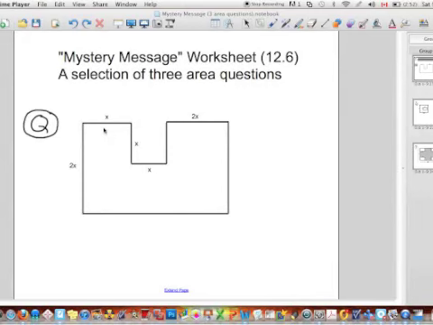Hi there. These are 3 questions from the mystery message algebra geometry section. So I took 3 towards the end, which were causing people a few problems. This is question Q. It's the 9th question on the worksheet.